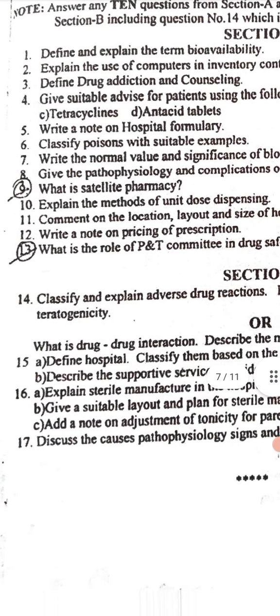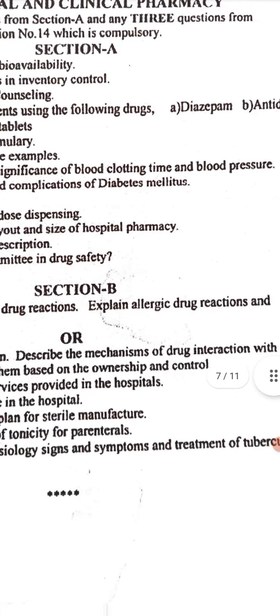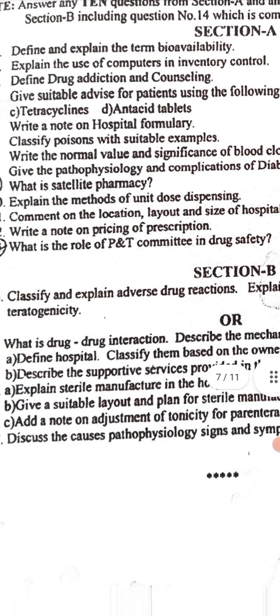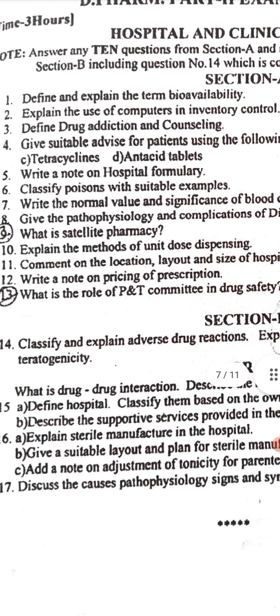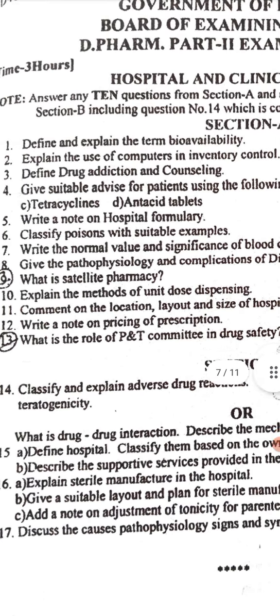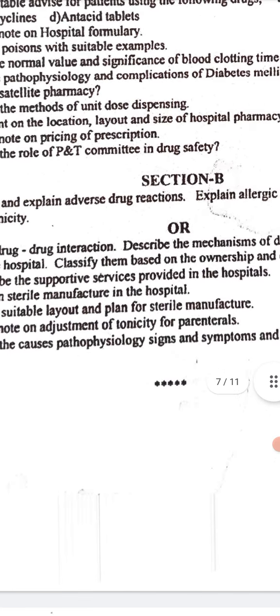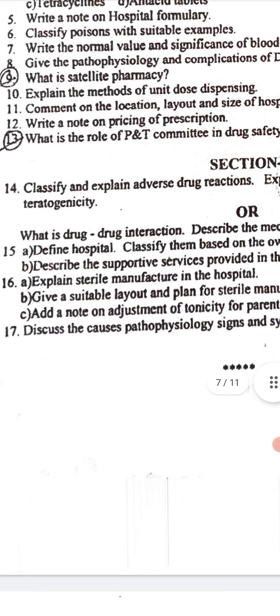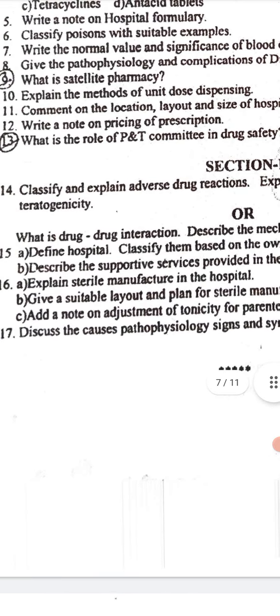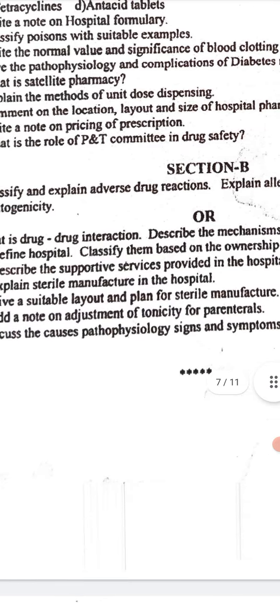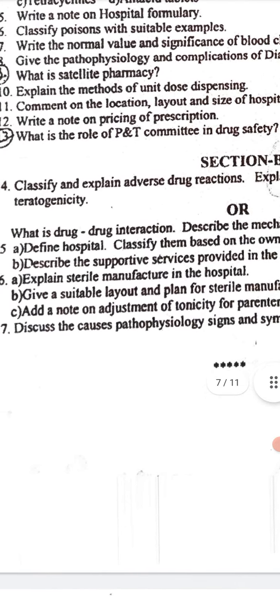Section B, question number 14, classify and explain adverse drug reaction, explain the allergic drug reaction and teratogenicity. This question is coming again and again. Next is what is drug interaction. Describe the mechanism of drug interaction with example. Define hospital. Classify them based on the ownership and the control. B is describe the supportive services provided in the hospital.